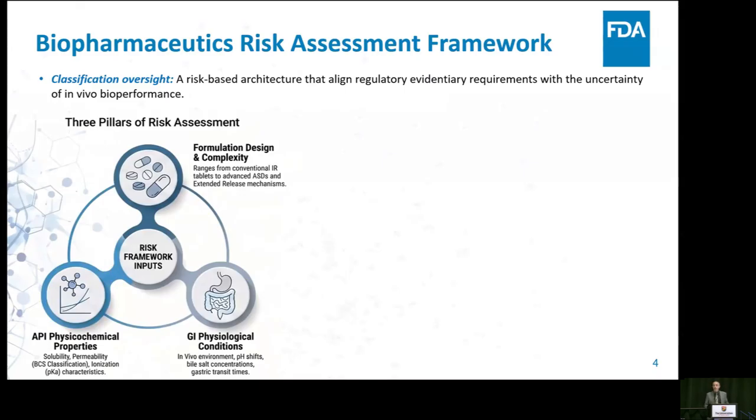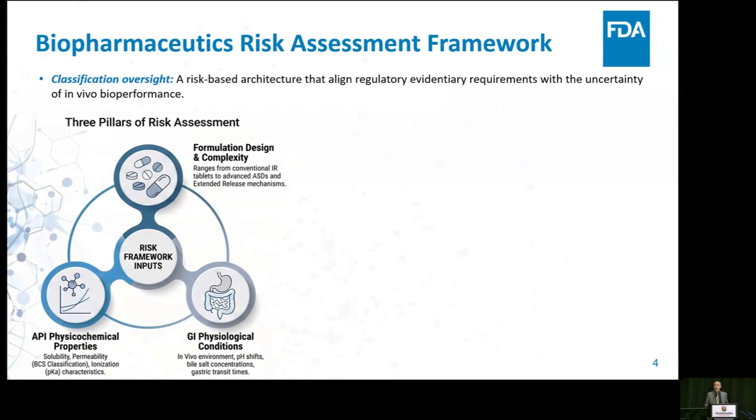So the biopharm risk assessment framework is an architected risk-based framework that is designed mainly to align the regulatory evidentiary requirements with the in vivo bioperformance.